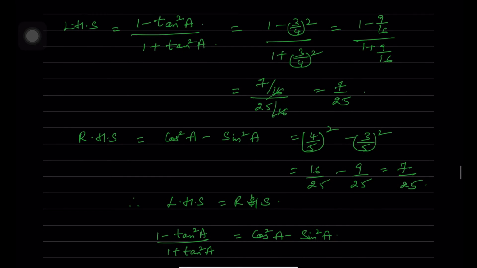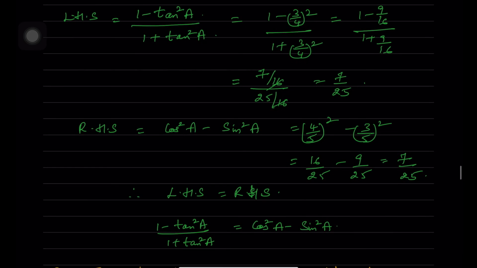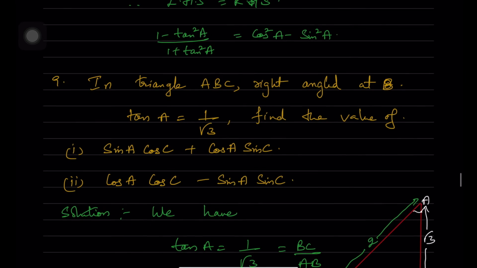So now what is the RHS we are having? It is equal to cos square A minus sin square A. Now if you prove this is also 7 by 25, we will have LHS is equal to RHS. Therefore you will get the answer there. So which is equal to 4 by 5 whole square minus 3 by 5 whole square. So 16 by 25 minus 9 by 25, which is 7 by 25. So therefore LHS is equal to RHS. 1 minus tan square A by 1 plus tan square A is equal to cos square A minus sin square A.